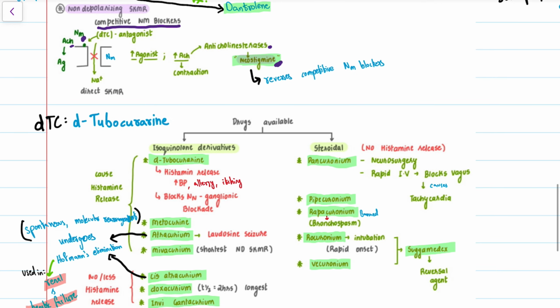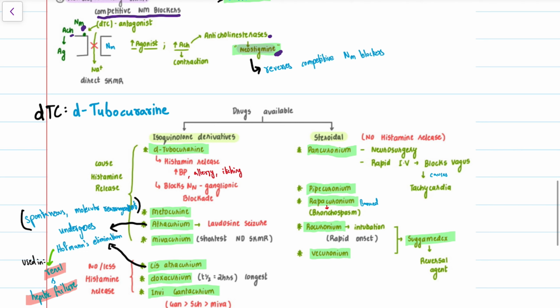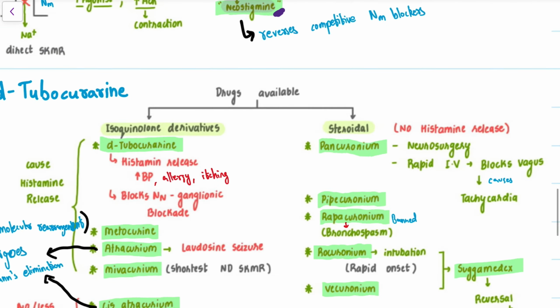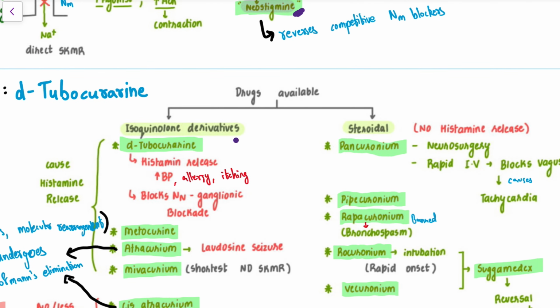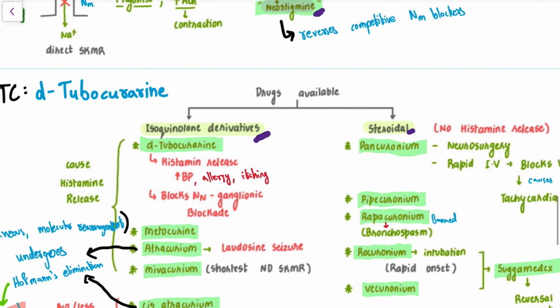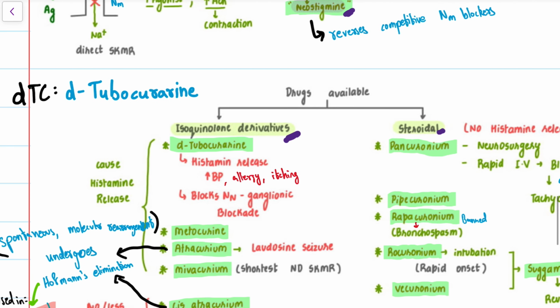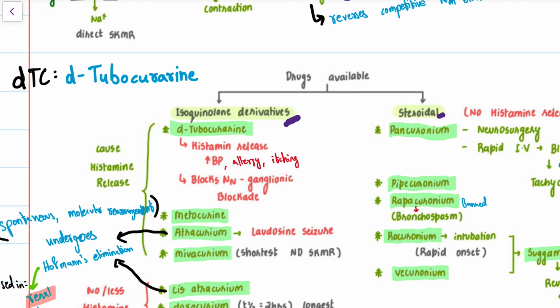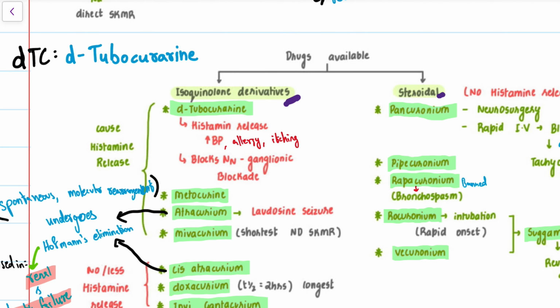Now in non-depolarizing SKMRs, the drugs which are available are isoquinoline derivatives and the steroidal drugs. Okay, so first we'll see the isoquinoline derivatives. One of the main examples of isoquinoline derivatives is the DTC or d-tubocurarine. That causes an increase in histamine release, which causes a decrease in BP, allergic and itching reactions, and it also blocks the NN and ganglionic blockers.